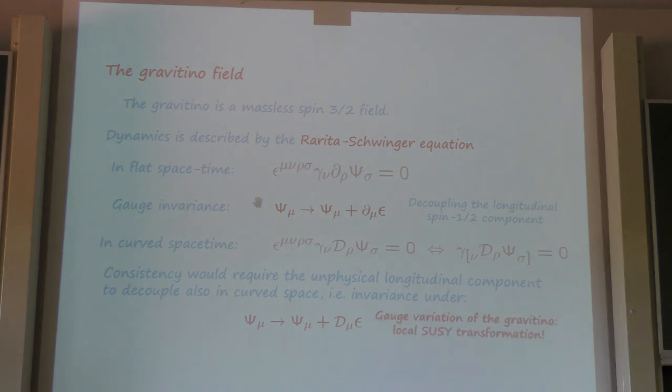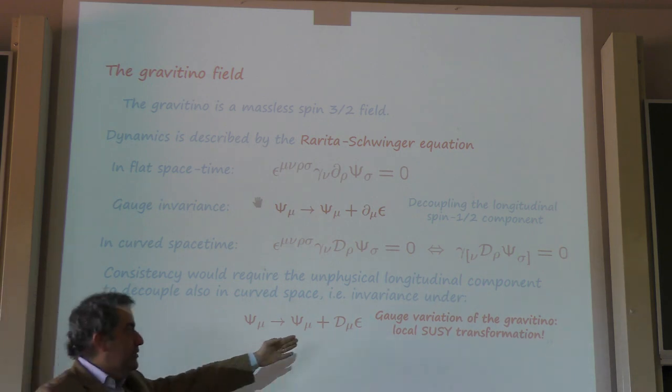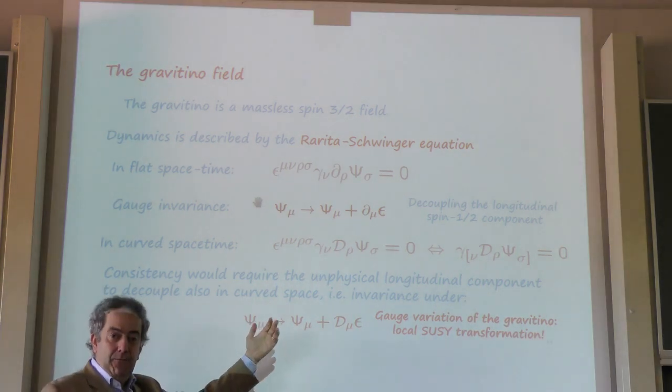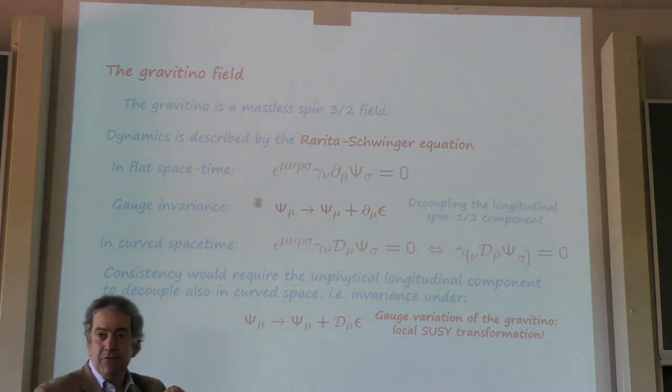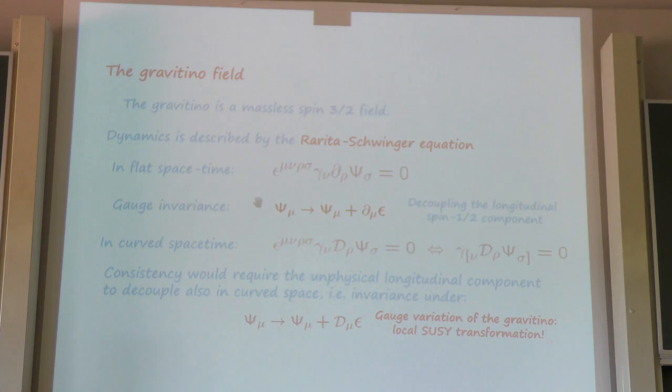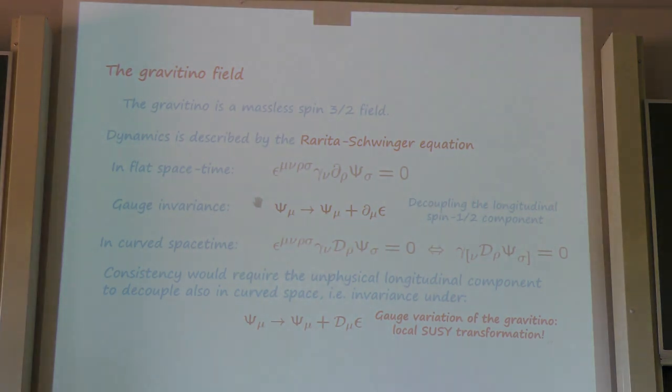However, notice that this gauge transformation, which is associated with the gravitino field for its consistency, is nothing but a local supersymmetry transformation. It's parameterized by a local spin 1/2 parameter. So it is a local spin 1/2 supersymmetry transformation. So whenever you have a massless gravitino field, you have a local supersymmetry.